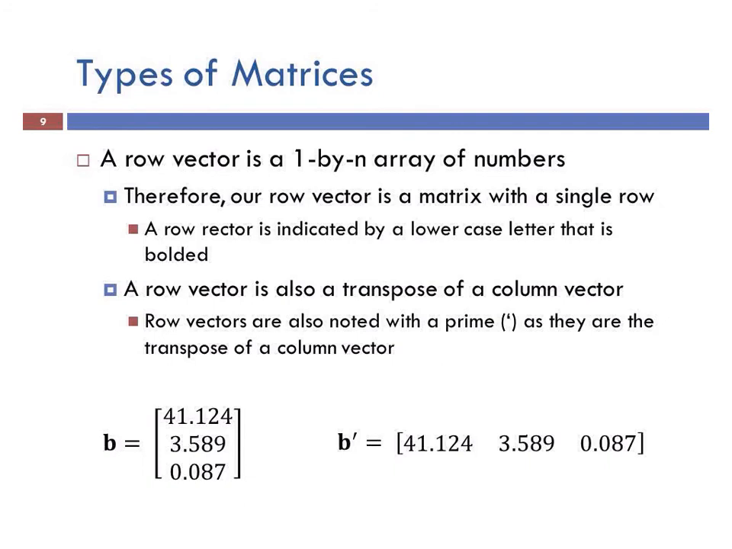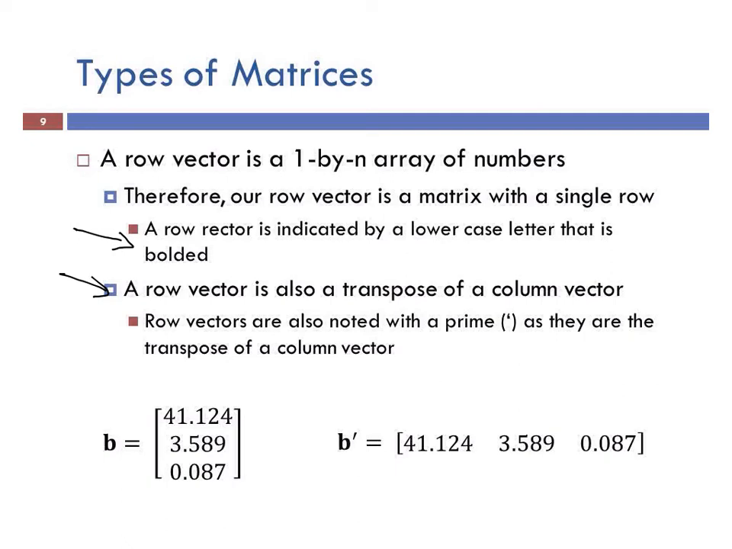Another type of matrix is a row vector. Unlike a column vector, which is one column but many rows, a row vector is one row but many columns, so a 1 by n array of numbers. Therefore, a row vector is a matrix with a single row. Again, it's indicated by a lowercase bolded letter, and it's also just the transpose of a column vector, which is a really important point, because we're going to use this concept a lot when we do the homework for matrix algebra.